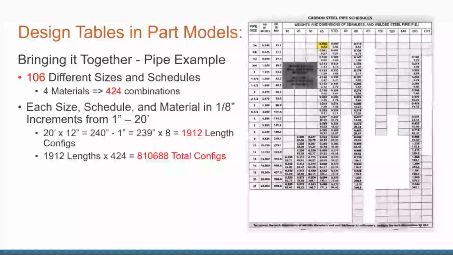But what gets really tricky is the number of lengths. Each of these sizes can vary from 1 inch to 20 feet in 1/8 inch increments. When you work all the math out, there are over 810,000 possible combinations. I would never recommend that you create a design table with 810,000 configurations in there. That would be a bit cumbersome.